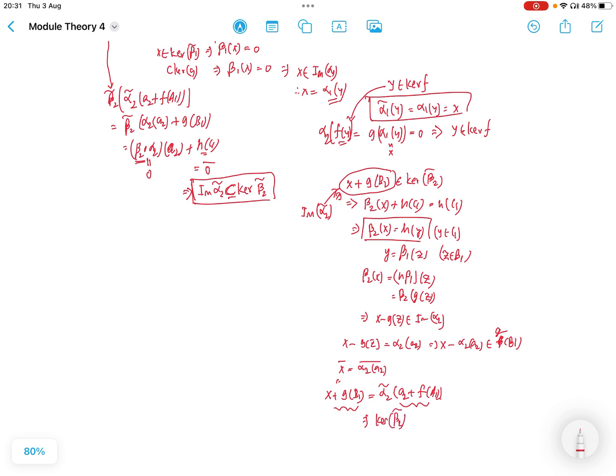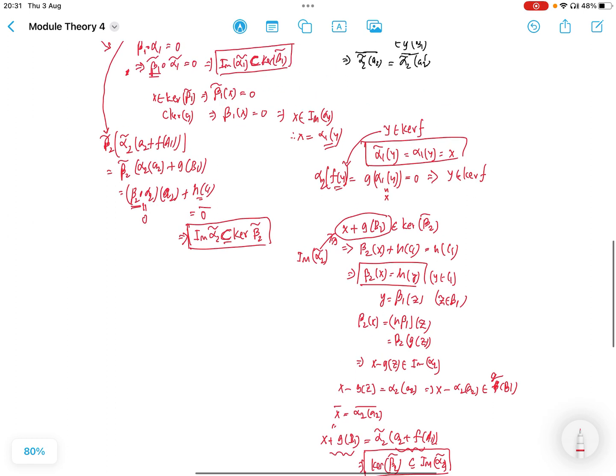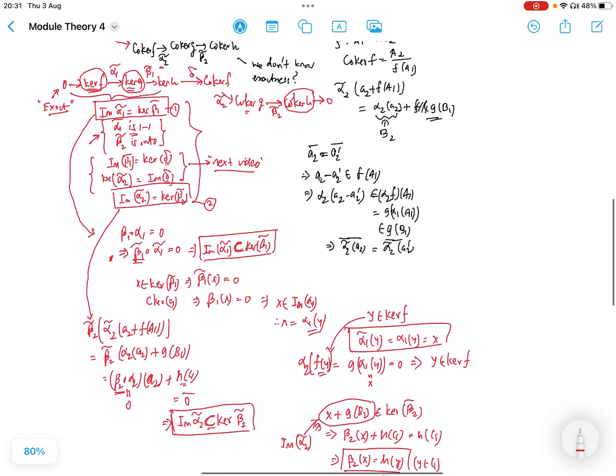We started with an arbitrary element from the kernel, and we learned its image, and that's it. So we have established the exactness at this point also. The only remaining thing is to prove the exactness here and here. But to prove this, we have to define what is called the connecting map, the delta. So I will define it in the next video and also show the exactness.